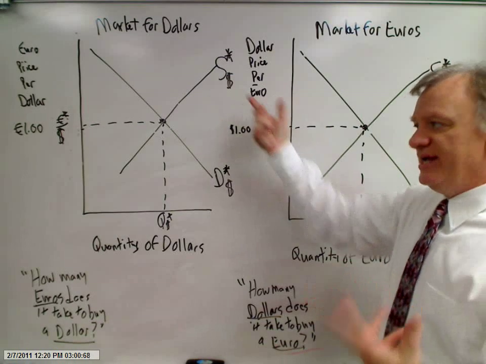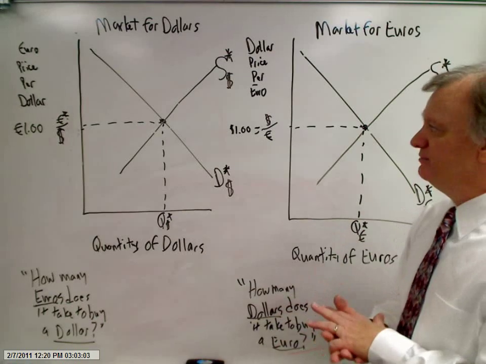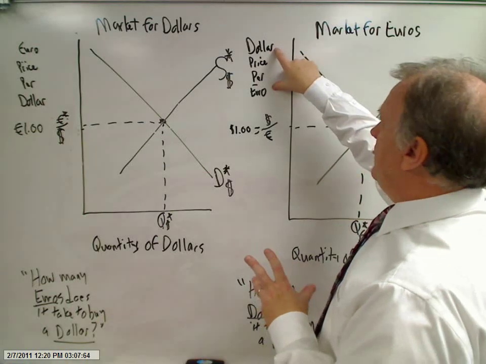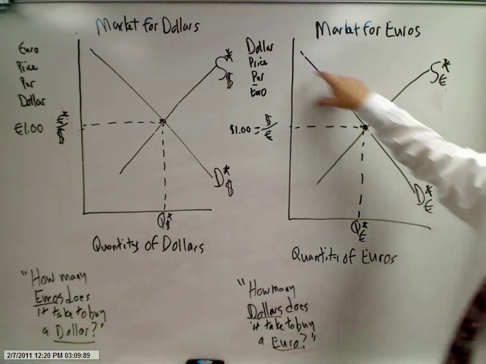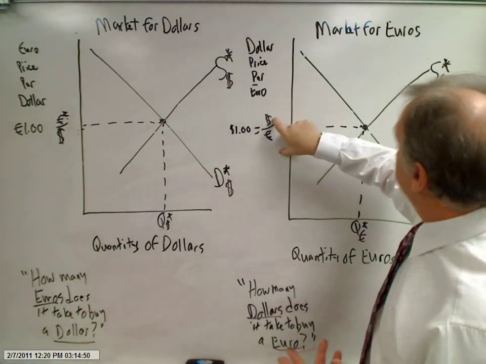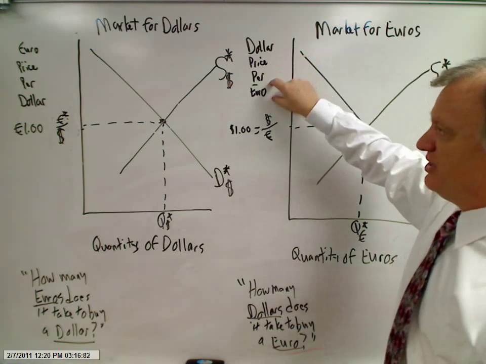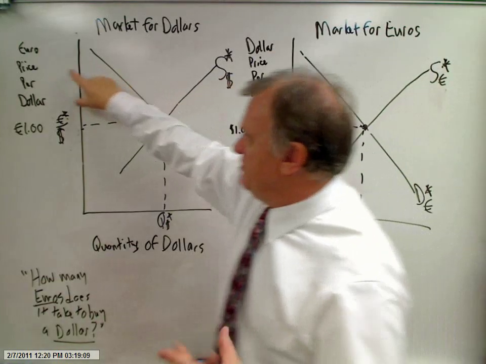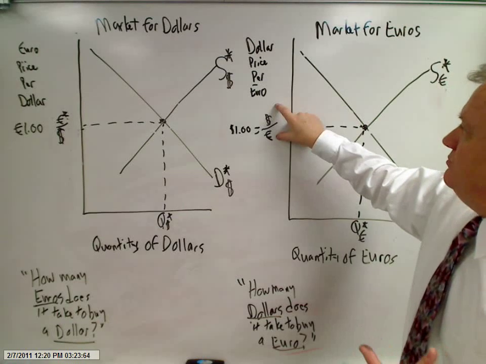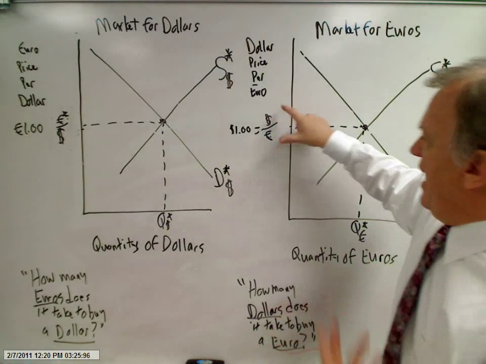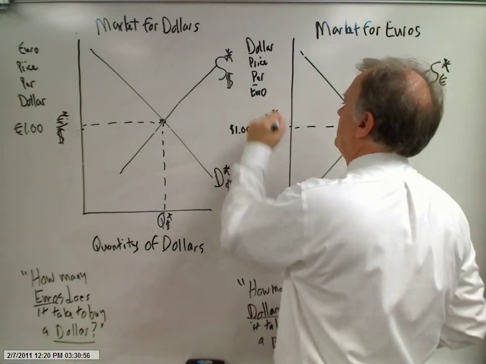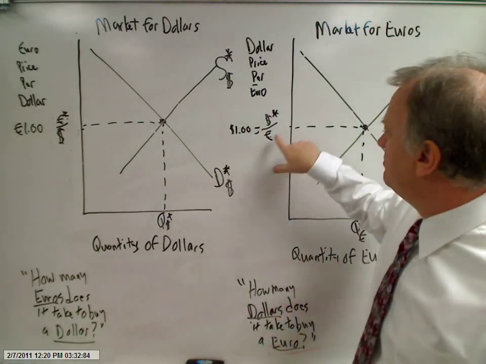So what you're going to see here is a reciprocal situation. In the market for euros, please label this axis the dollar price per euro. That's reciprocal to the market for dollars, where it's the euro price per dollar. I should have put the little star signifying that's our beginning point, our equilibrium.